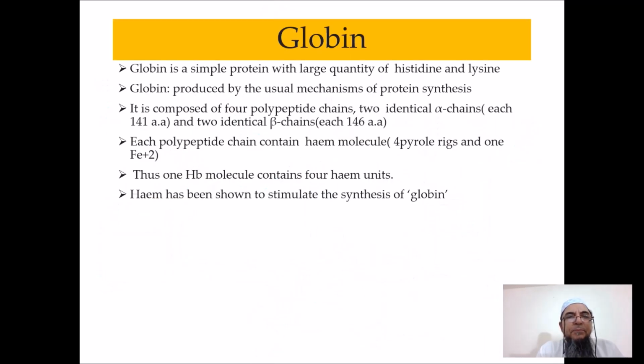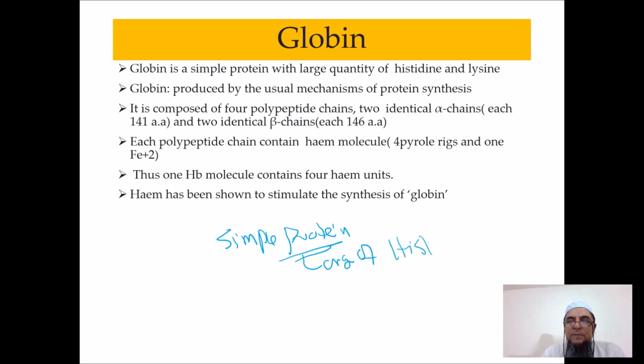Globin. Globin is a protein, a simple protein, and the protein contains large quantities of two important amino acids. One is histidine and another is lysine.